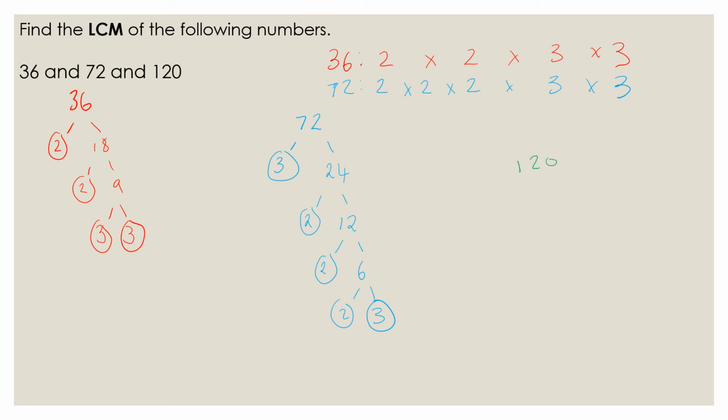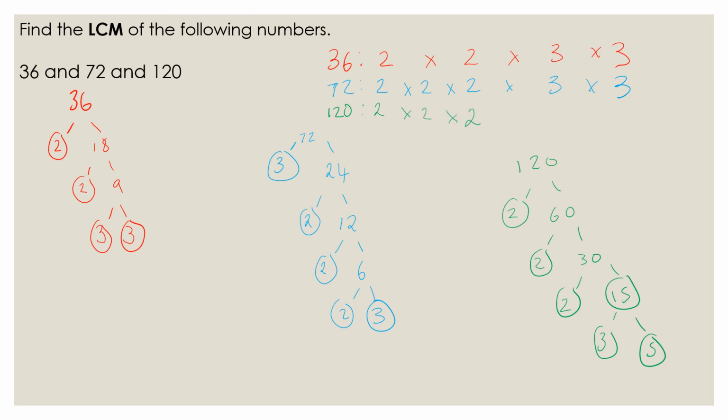Last one is 120. So I'm going to split that into 2 times 60, 2 times 30, 2 times 15, and 3 times 5. I'm just going to delete that 72 there just so it's out of the way. Okay, so 120. So 2 times 2 times 2 times 3 times 5.